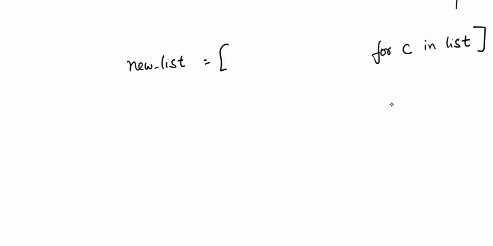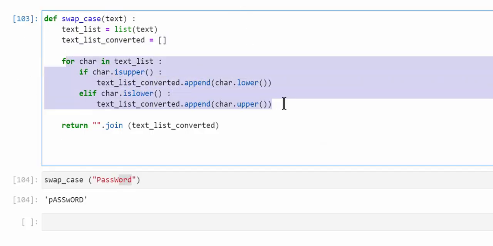So how does list comprehension work? So here is a new list equals, now the list comprehension goes like this. The first thing is for character in the list, right? So that has to be there. For C in the original list. But here is where the magic happens. You're essentially trying to compress all the if-else logic that we have written here into a single line.